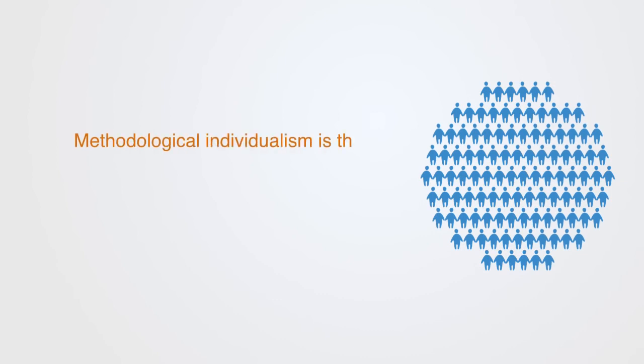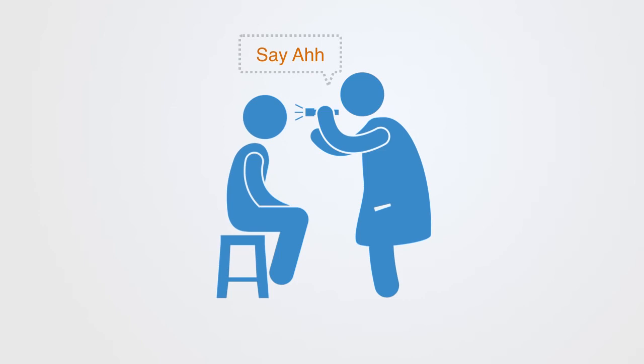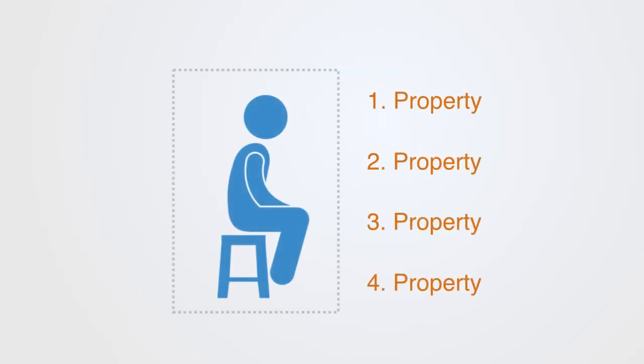Methodological individualism is the requirement that causal accounts of social phenomena explain how they result from the motives and actions of the individual agents. It considers that the only thing in the social world that is real are the things that we can touch and see, which is individual human beings. This is the materialistic and atomistic nature of the Newtonian paradigm. All phenomena have to be traced back to some discrete, tangible entity that can be defined in isolation and described in terms of a set of properties.